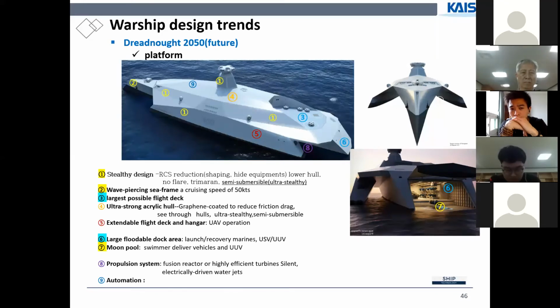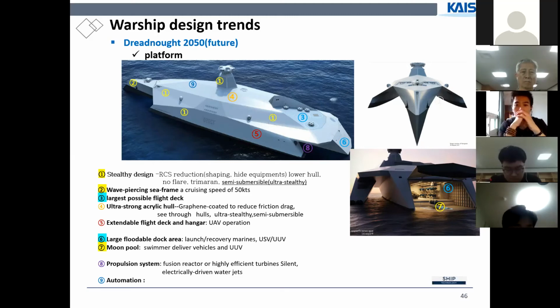Semi-submersible. I'm not sure this is true or not, but I think it's possible. If they flood more water in the ballast tank, submersible operation may be possible, I think. And wave piercing: as you know, this large ship can cruise at 50 knots, because it goes through the waves with the wave piercing hull.